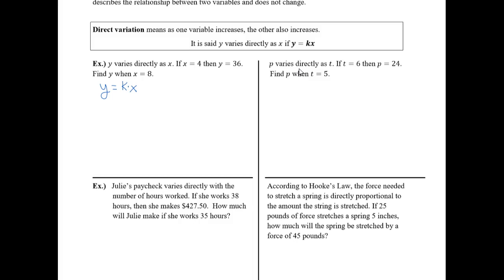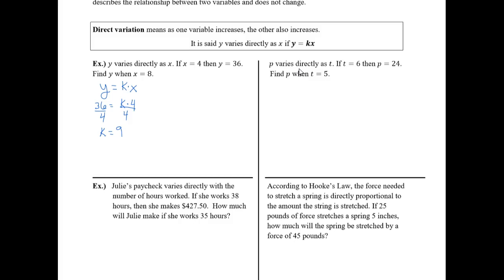Now it says if x equals 4, then y equals 36. Let's plug that information in. Y is 36. We don't know the variation constant, and x was 4. So our first step is generally to find that variation constant. So to solve for k, I divided both sides by 4, and k equals 9. So first step, find variation constant. Second step, solve for a different specific value.